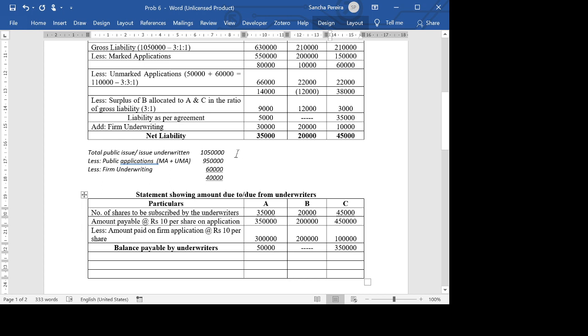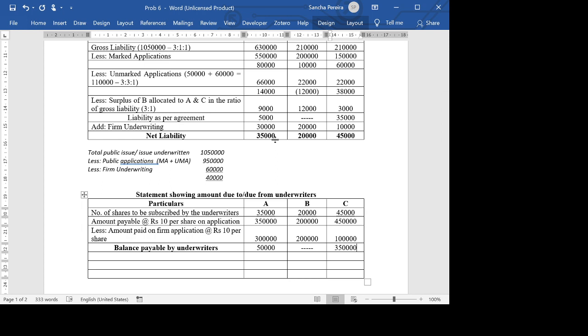You can also check this liability as per agreement. If you multiply 5,000 shares into rupees 10, you'll get 50,000. 35,000 into 10, you'll get 3 lakh 50,000. Balance payable by underwriters. So why doesn't B have to pay anything? Because B didn't have to take up anything as per the agreement. Firm underwriting he has already paid in advance, because firm underwriting happens much in advance. Why do we do this addition back? Just to know the total number of shares each one has to take up or has taken up.